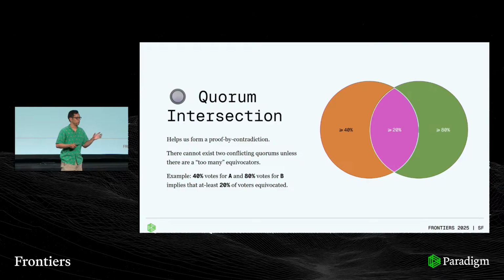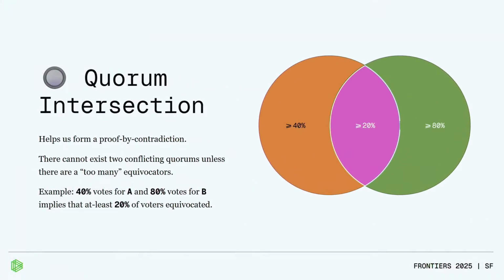And then a really important property you'll see is the quorum intersection property in a lot of these consensus papers. It helps us form a proof by contradiction. Let's say, again, we are voting for either A or B. Let's say A is the orange thing on the left side, and you have more than 40% of votes for that, and B is the green thing on the right side, and you have more than 80% of votes for that.